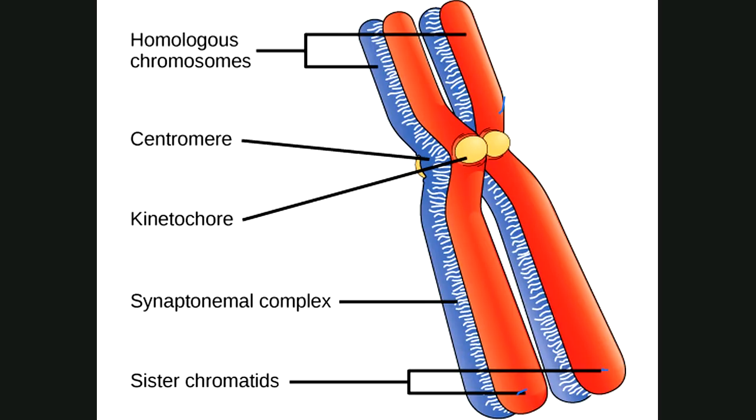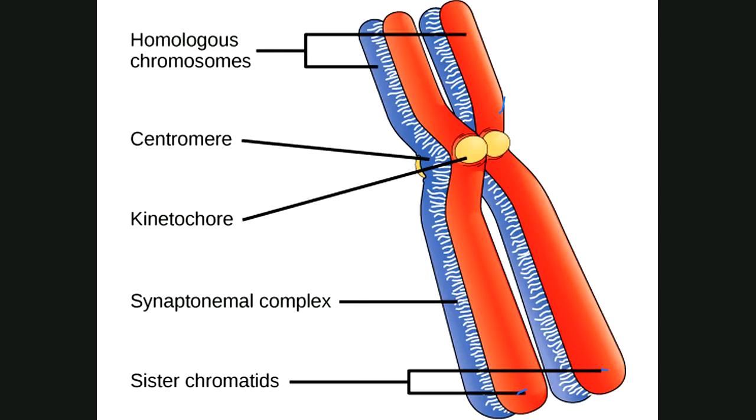So let's say the red chromosome represents the maternal copy that was inherited, and the blue one represents the paternal or the father's copy. These two together, let's say they're chromosome 1, or chromosome 2. They're the same chromosome. It's just the one you got from mom and the one you got from dad. Together, these are called a homologous pair or homologous chromosomes.